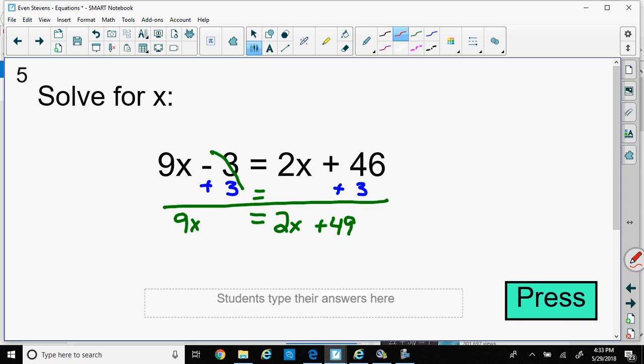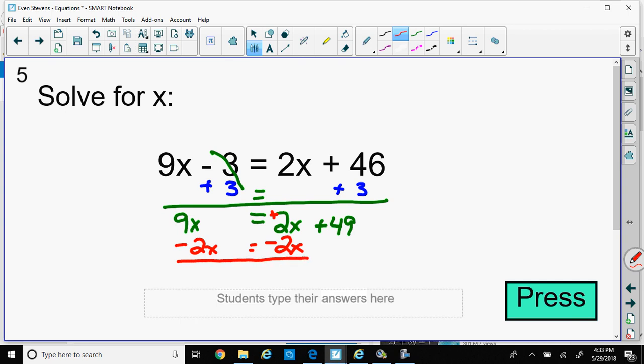So let's now get this 2x over to this side by using the additive inverse of that, which is minus 2x. Notice the 2 does not have a sign, so it's automatically considered positive. The additive inverse of positive 2x would be negative 2x. So we put that on the other side of the equal sign.